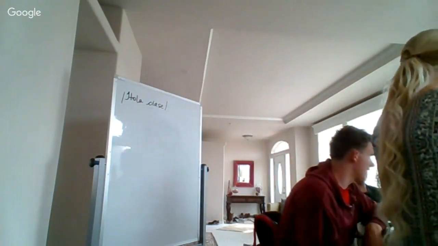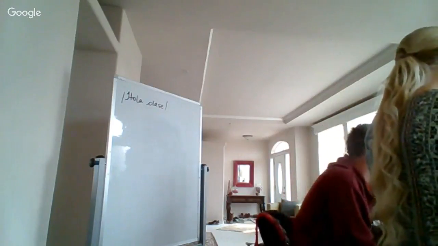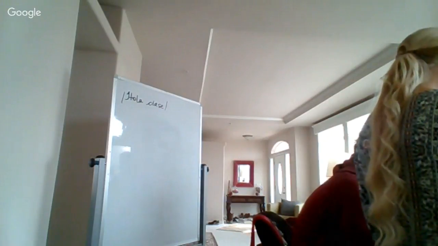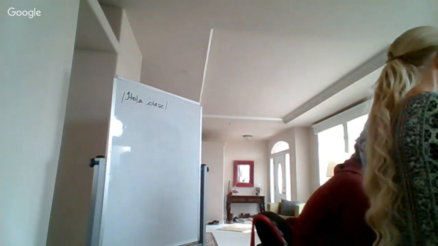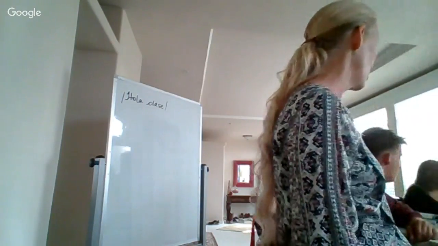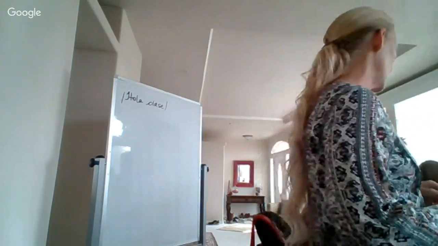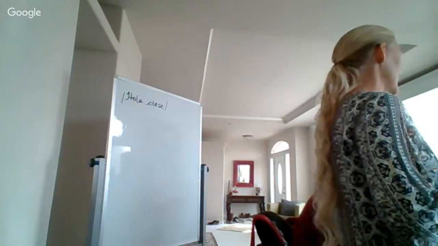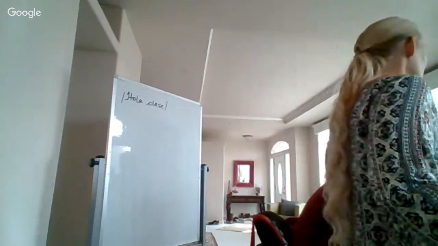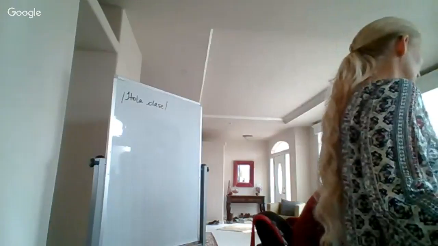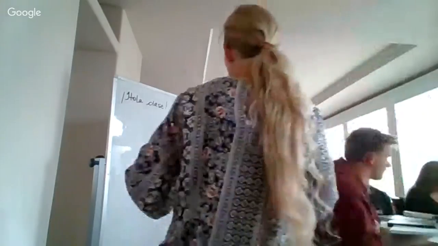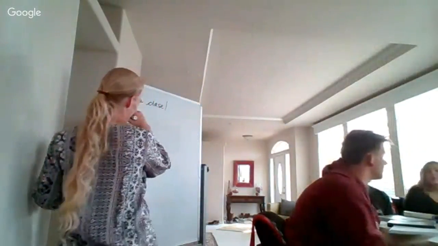¿Qué dice? A, B, C, D, E, F, G, H, I, J, K, L, M, N, O, P, Q, R, S, U, V, W, X, Y, Z. Okay. We talk about this. Okay. And what word do you have there for this?